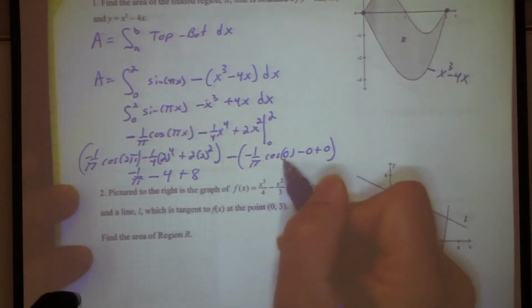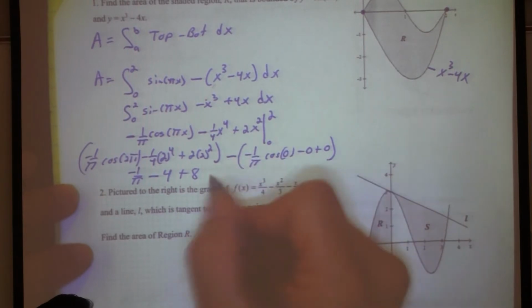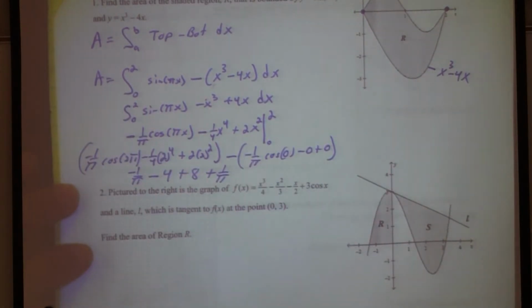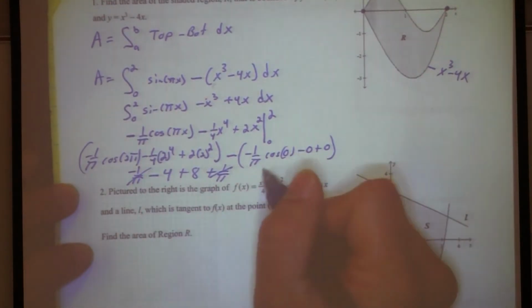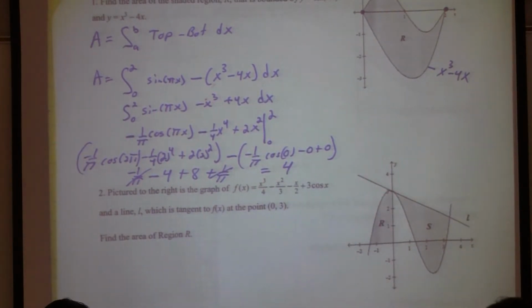Cosine of 0, 1 times negative 1 over pi is negative 1 over pi, times negative becomes plus 1 over pi, and everything else is 0. So these guys seem to cancel out. Negative 4 plus 8 is 4. And that would be the area. Cool? You want to see if that's the right answer on the calculator?